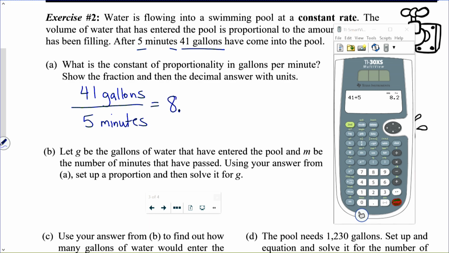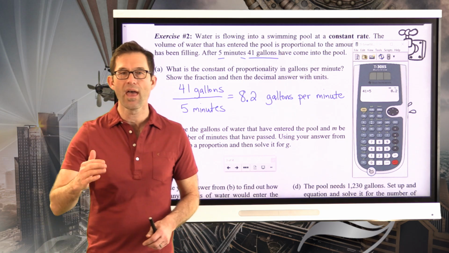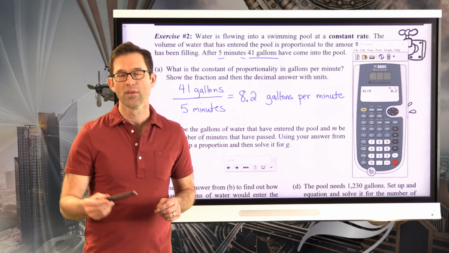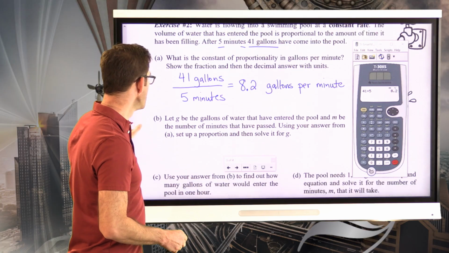And specifically, we get 8.2 gallons per minute. All right, and there's our unit rate. And it's so easy to interpret that. Every minute that goes by, 8.2 gallons go into the pool. All right, let's now see what we can do with that 8.2 in letter B.